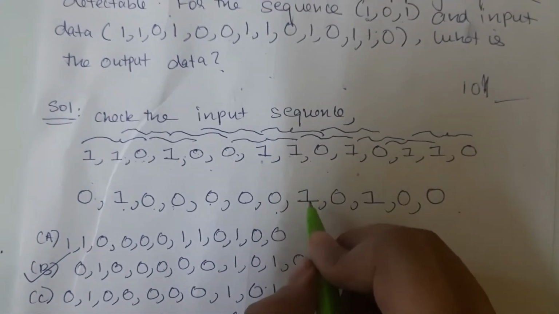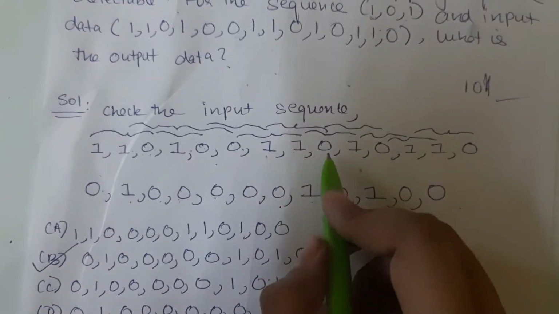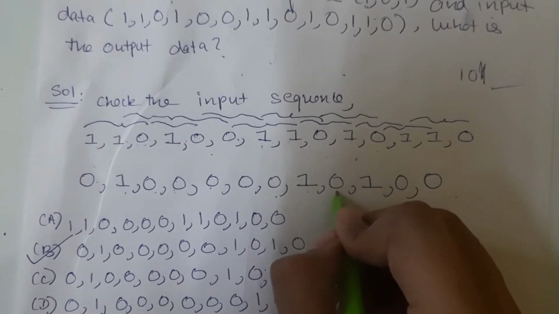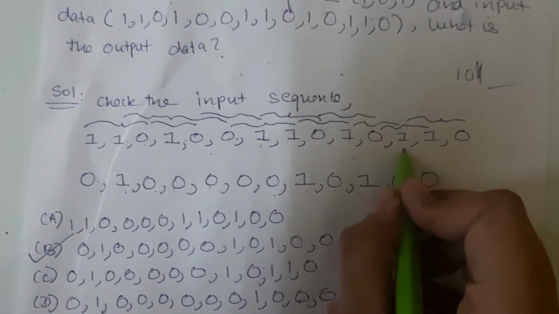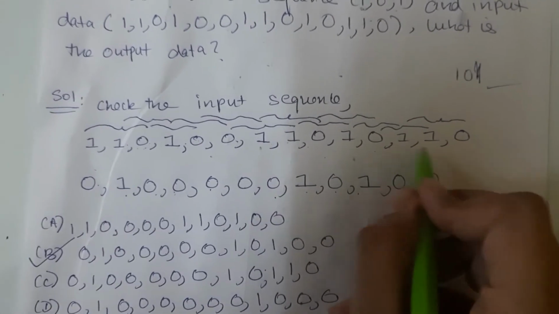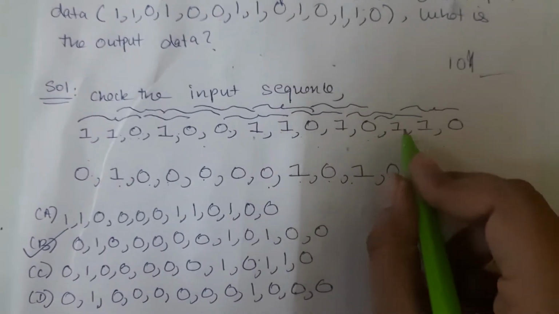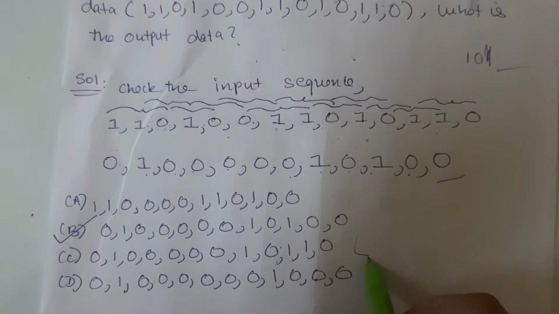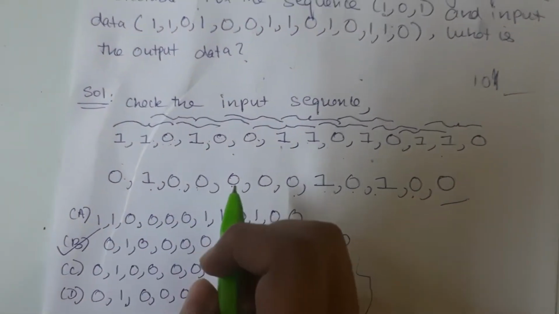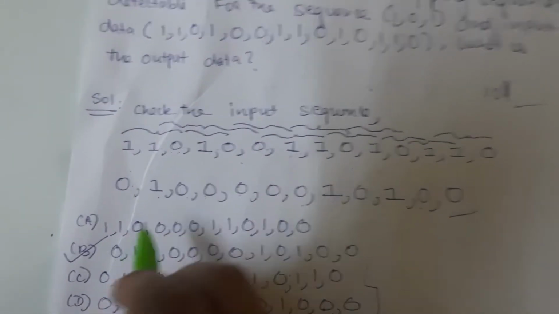101 matches, 1. 010 doesn't match, 0. 101 matches, 1. 011 doesn't match, 0. 110 doesn't match, 0. So when I compare the options, option B matches. So that is my answer.